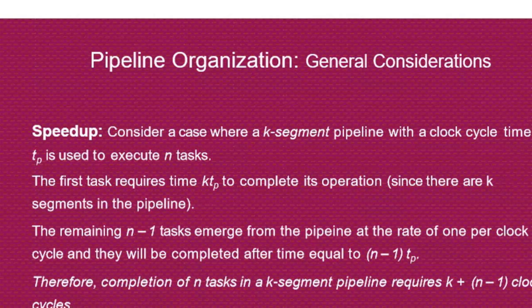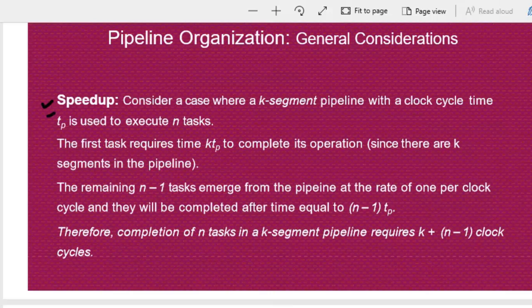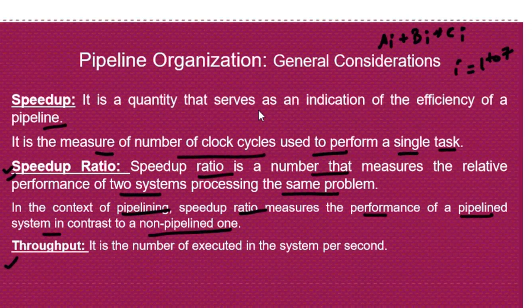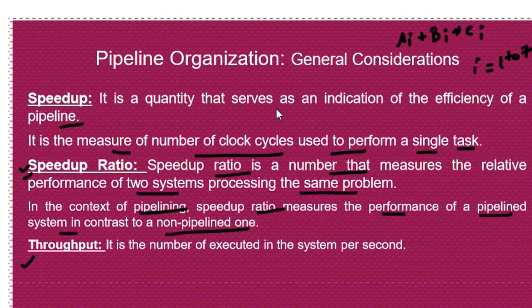Next I'm going to discuss the advantages, or you can say general considerations, for the pipeline organization. First is speed up. It is a quantity that serves as an indication of the efficiency of a pipeline. That means speed up is a performance metric that measures the efficiency of the pipeline system. It is a measure of the number of clock cycles that are used to perform a single task.